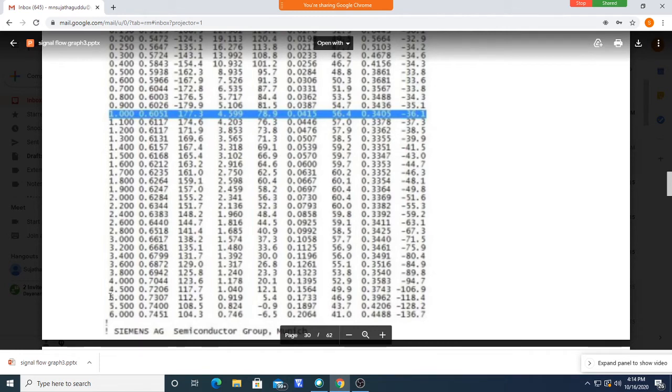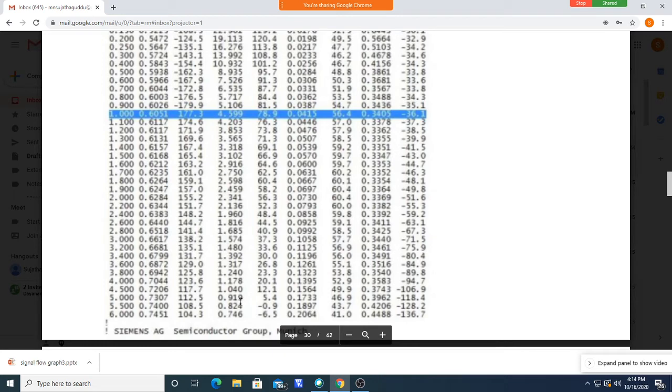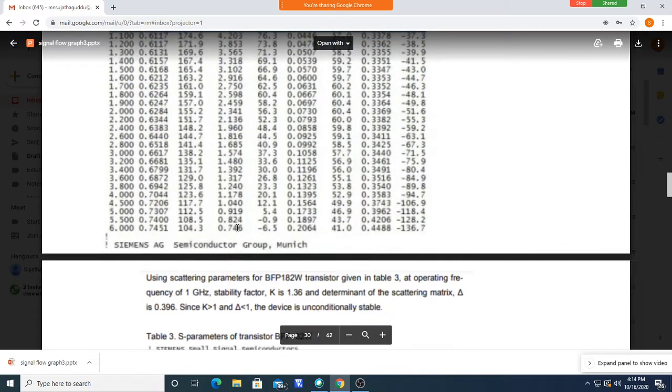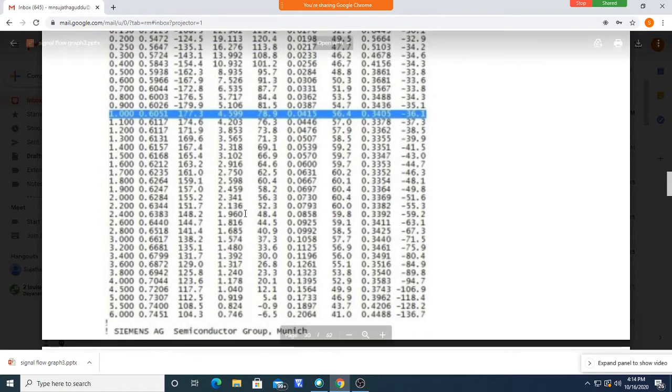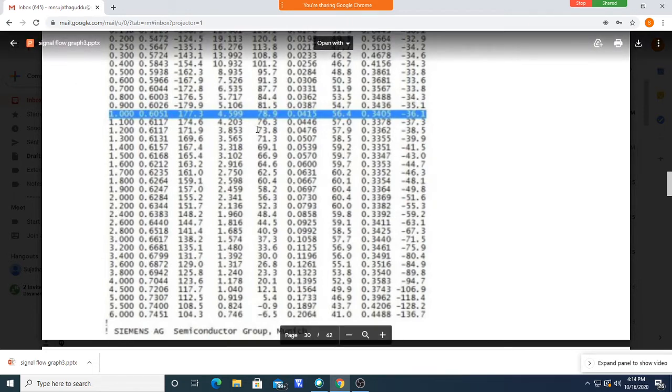Similarly, you can see here, as you go on increasing frequency, at 5 gigahertz you can observe S21 is only 0.918, which is very less output voltage. So it doesn't give the same response at all frequencies. Whatever frequency you want to operate, you have to take the S parameter at that particular frequency.